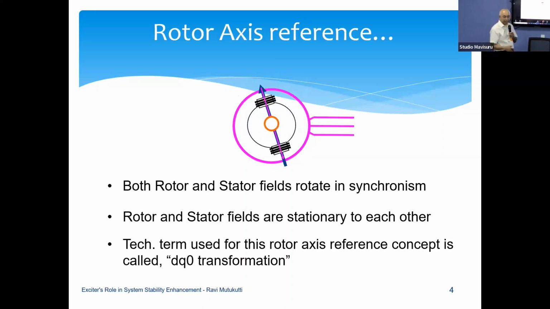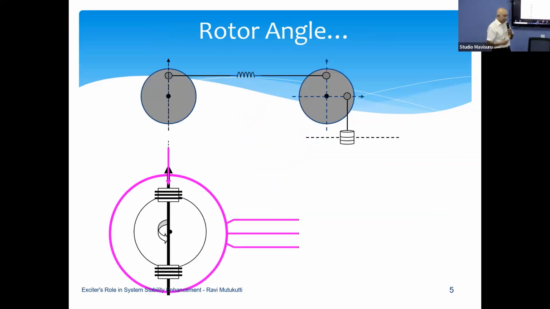That's what we learned in school, the DQ0 transformation or Park equation. What they do is transfer your plane from the stator frame to the rotor frame. That's what we learn as DQ0 transformation and Park equation. So, like I said, since you're on top of the rotor, both magnetic fields are stationary to each other.